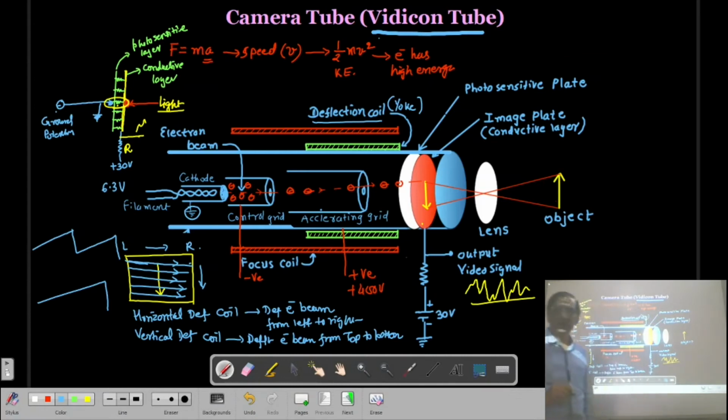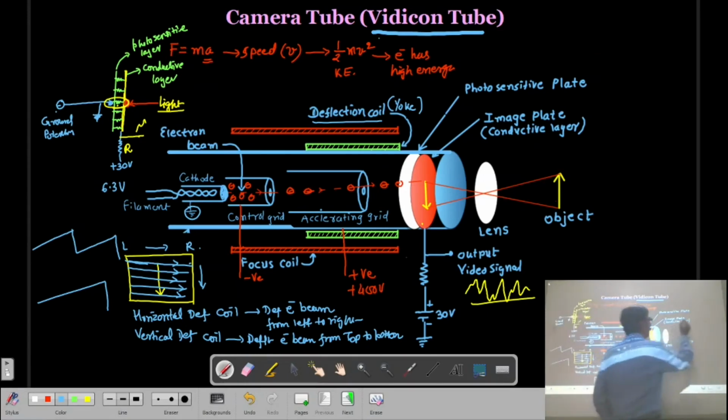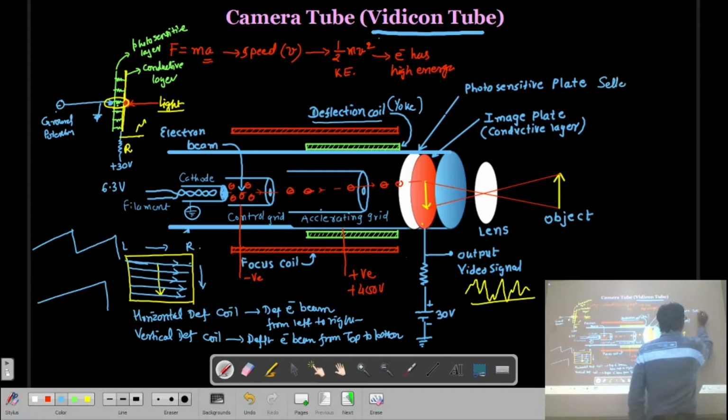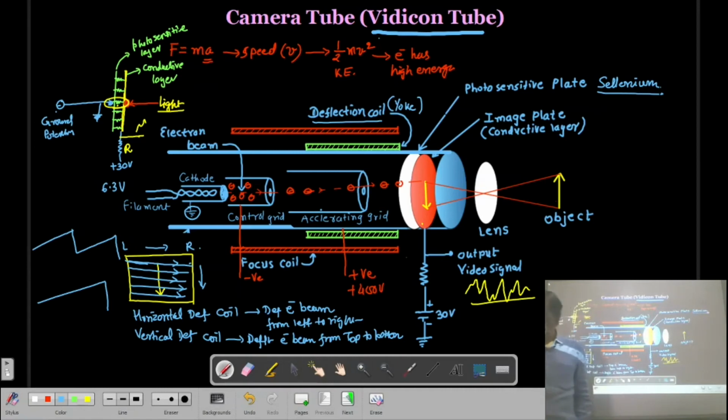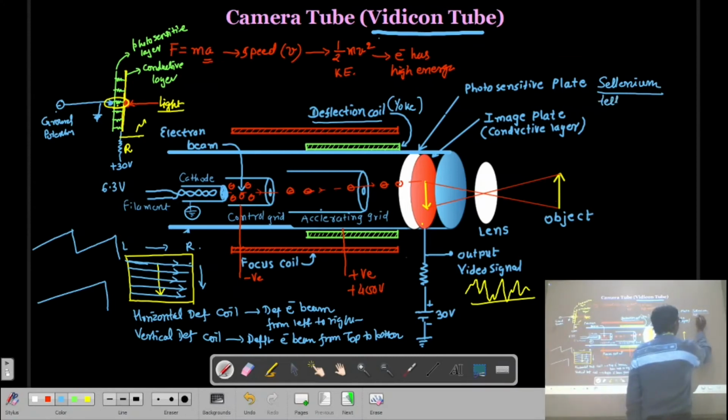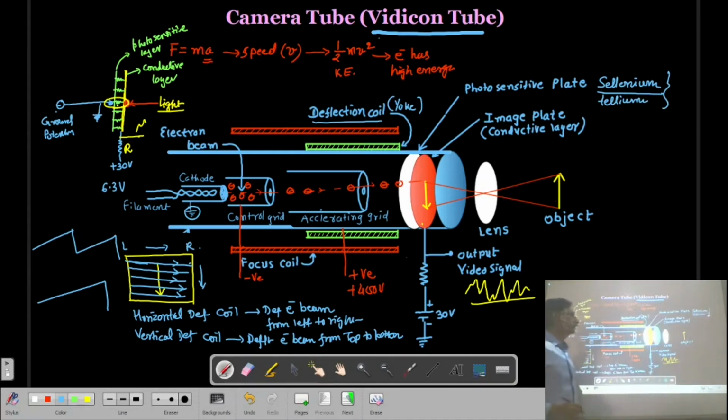Okay? So here, the photosensitive plate is made up of some semiconductor material like selenium. In the previous lecture we already discussed which kinds of materials are used, correct? Or gallium material. So these are the semiconductor materials used for making the photosensitive plate.